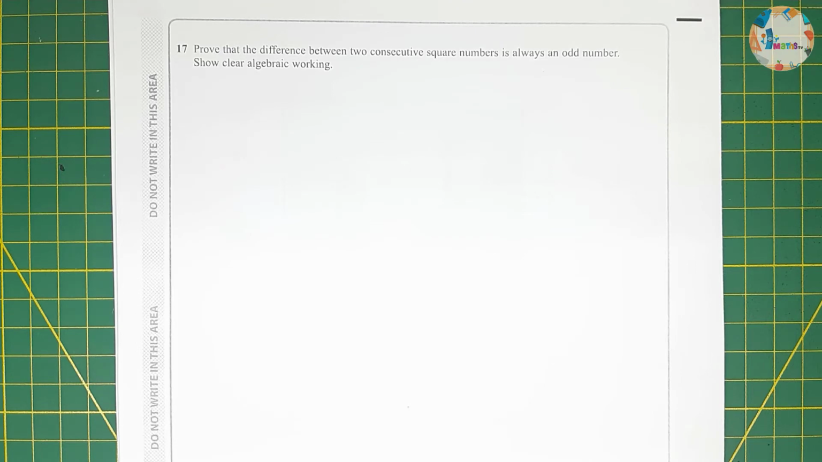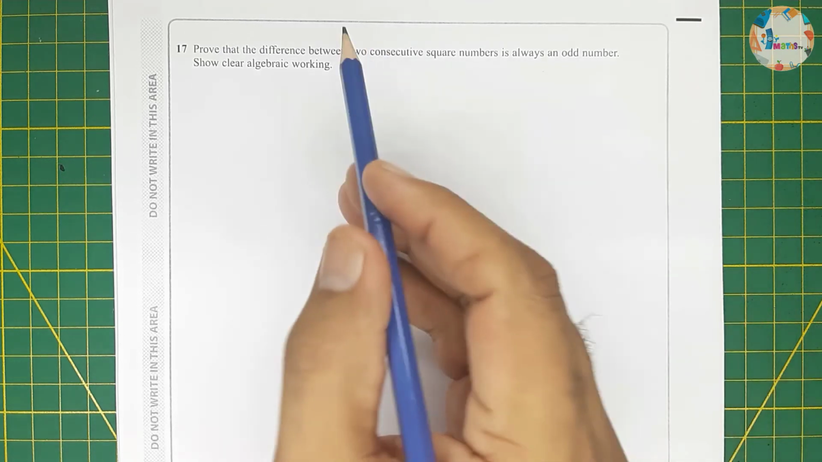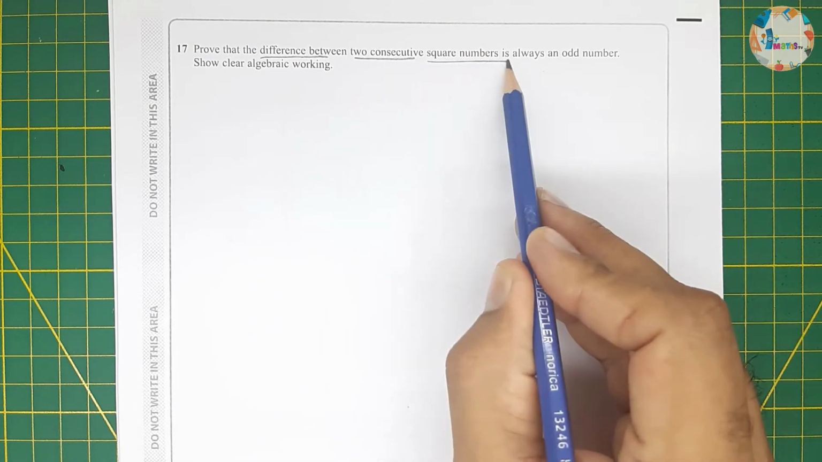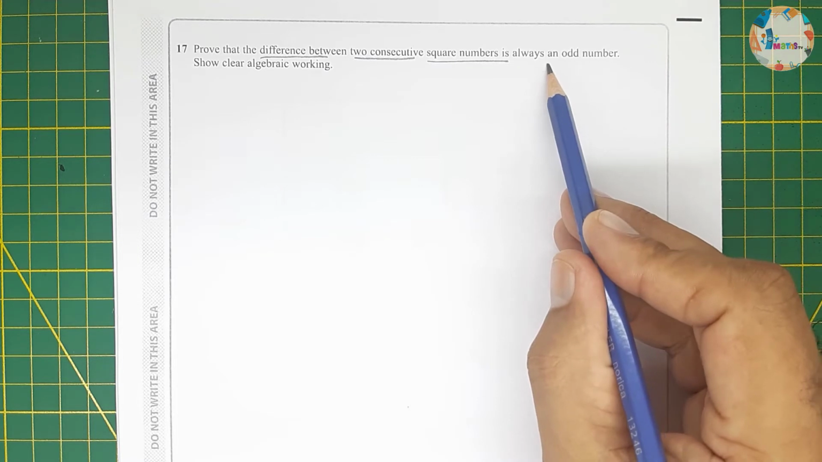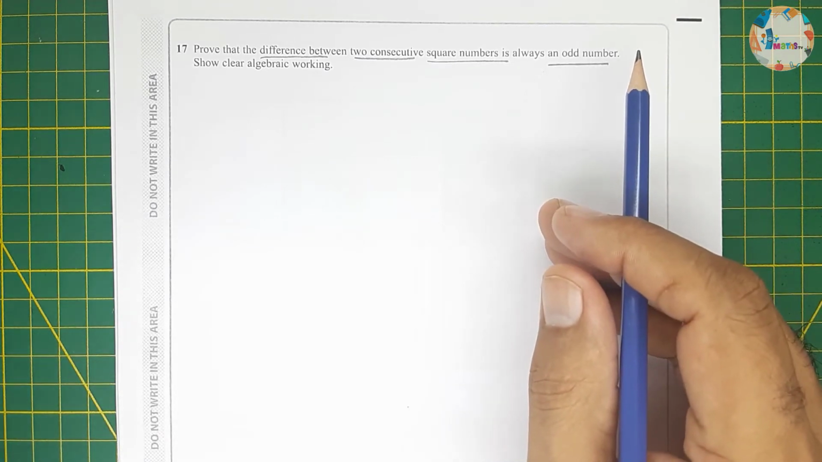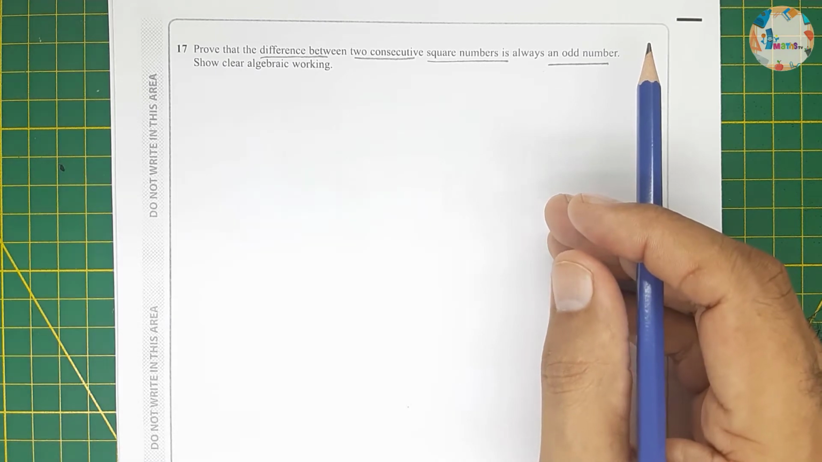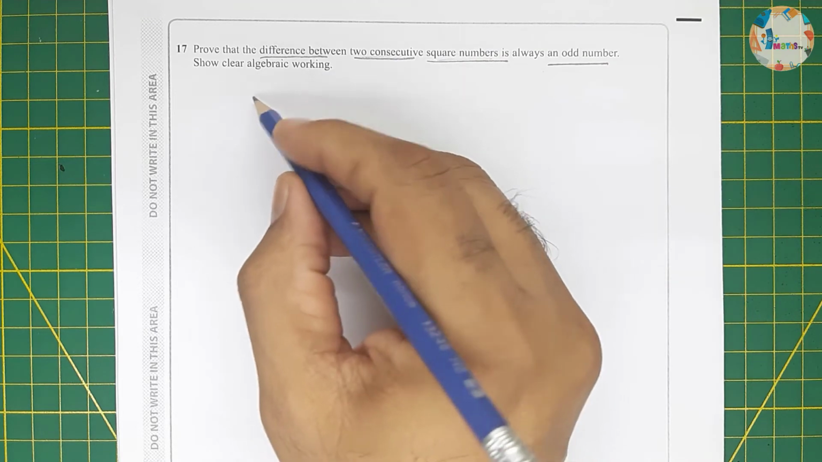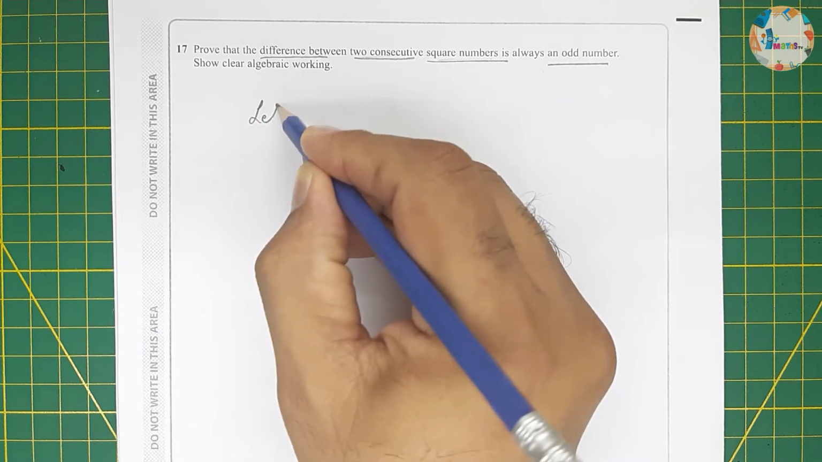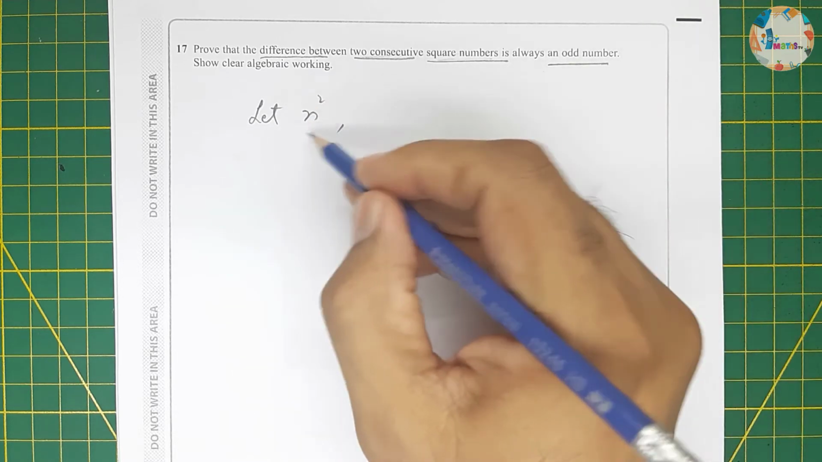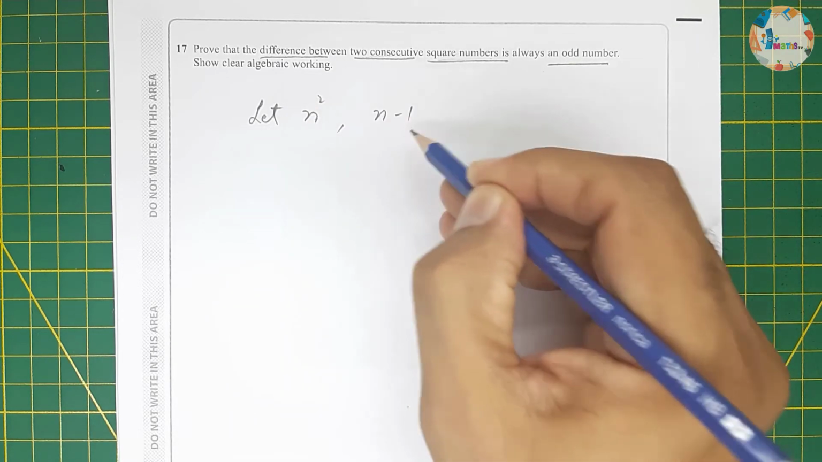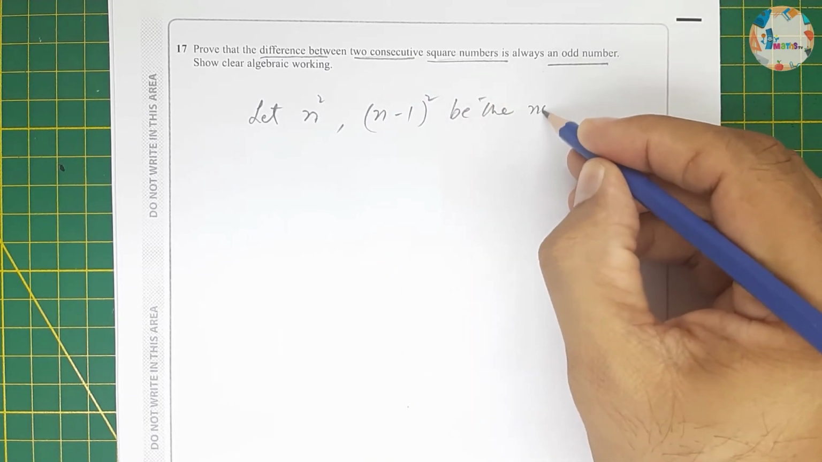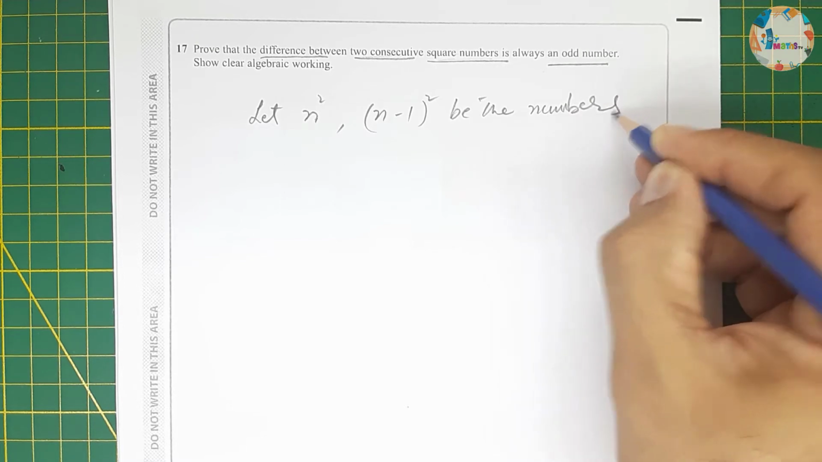Question number 17. Prove that the difference between two consecutive square numbers is always an odd number. Show your algebraic working. So in this question, let us suppose two consecutive square numbers. So let n square be one number, the second number will be (n minus 1) square. These will be the numbers.